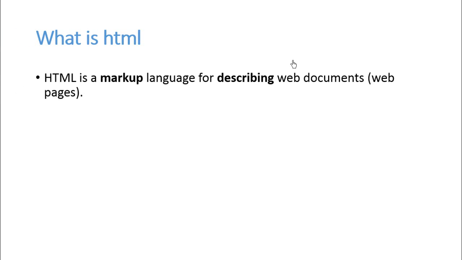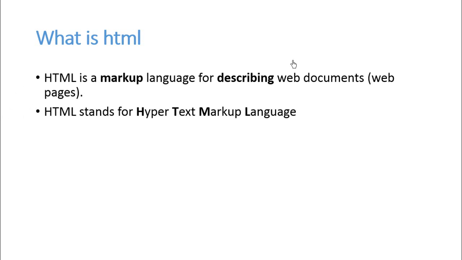What is HTML? HTML is a markup language that describes web documents, that's web pages. HTML in full is Hypertext Markup Language. And a markup language is made up of markup tags.